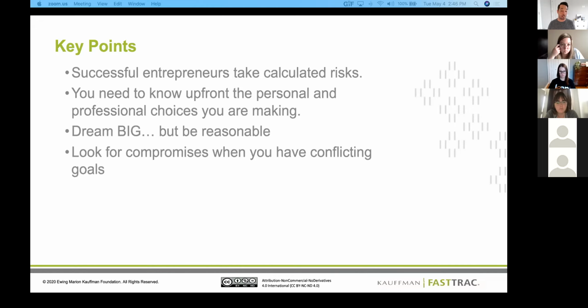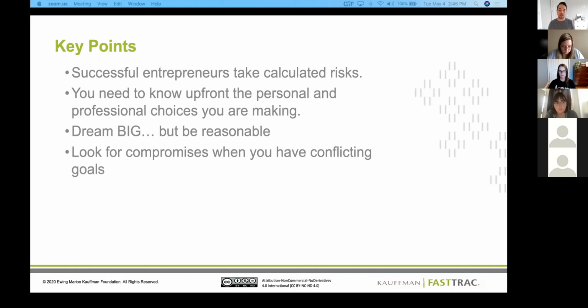There are both risks associated with becoming and not becoming an entrepreneur, of course. Entrepreneurs reduce the risks, however, by writing a business plan which is thoroughly researched on all aspects of the business. This means successful entrepreneurs take risks, but they are calculated. So developing a personal vision of your business requires you to know upfront the personal and professional choices that you are making so that you can mitigate more risk in developing the business.